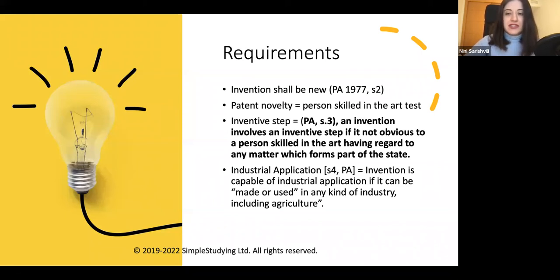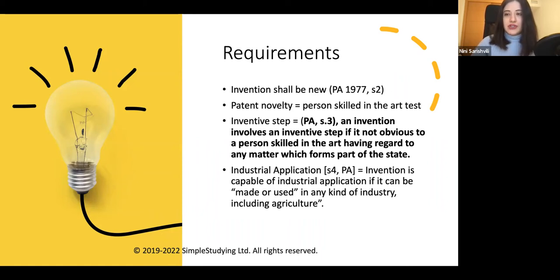Thirdly, inventive step. An invention must involve an inventive step if it's not obvious to a person skilled in the art having regard to any matter which forms part of the state of the art. Therefore, in the opinion of a person skilled in the art, the invention has to have an inventive step.